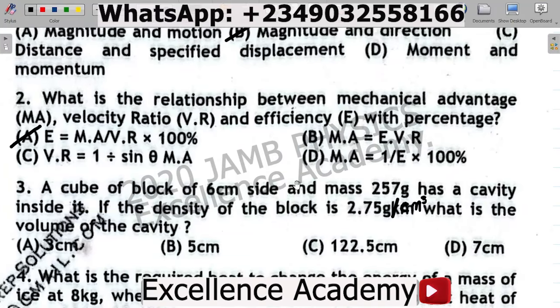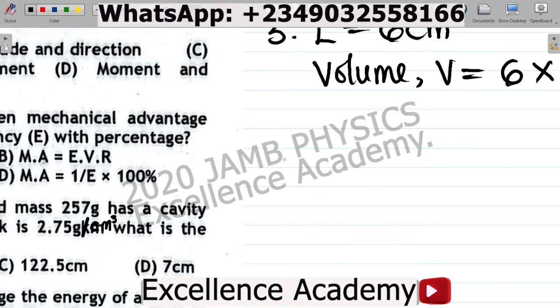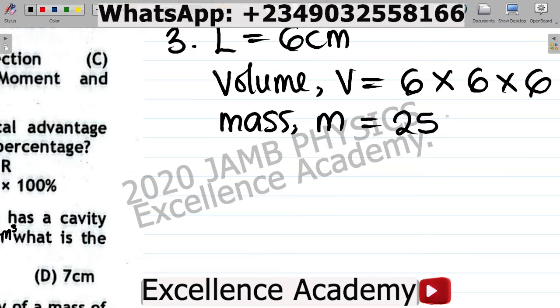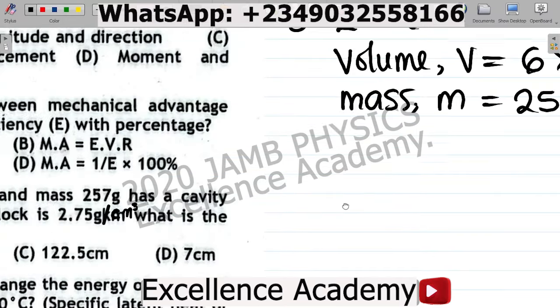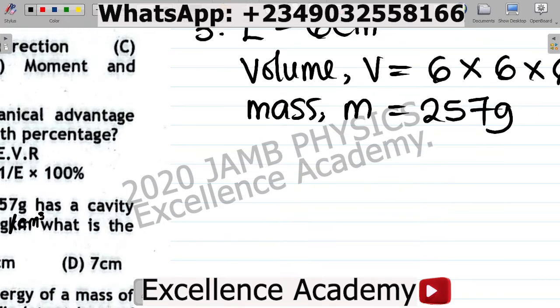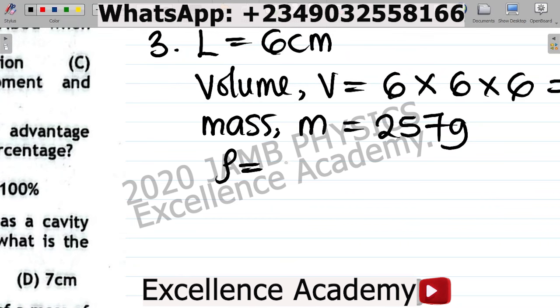Next up, they gave us the mass. So mass M is equal to 257 gram. That's the mass. Also, you're given the density of the block. Let me use rho for density, and it is equal to 2.75 gram per cm cube.